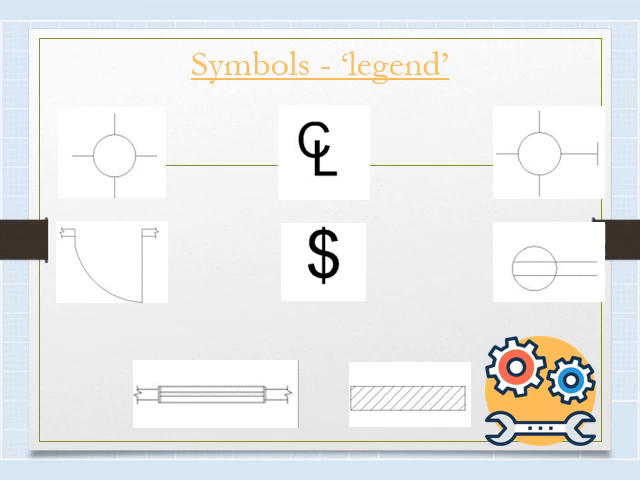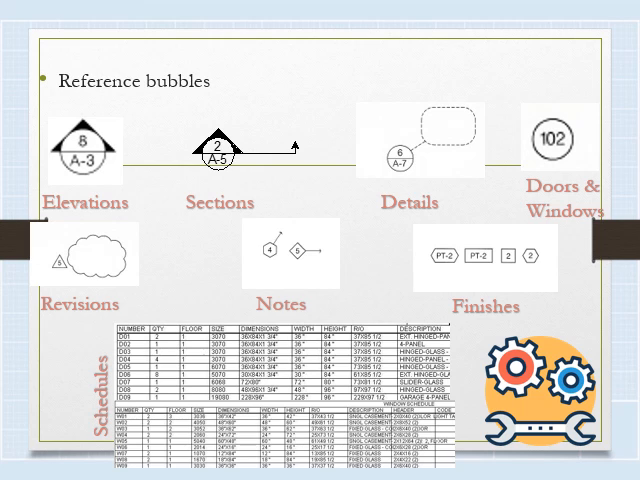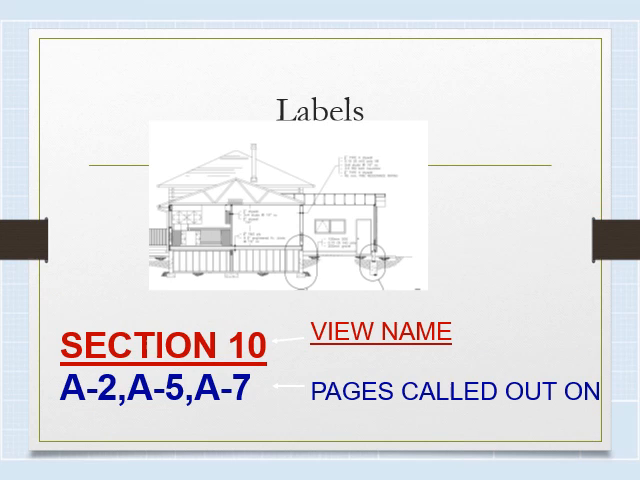In the other lessons, 8, 9, and 10, a couple of the things that we touched on were symbols, and I'm going to give you a more in-depth list of the ones that you should study. We mentioned how to use reference bubbles if you have a big set of drawings to find your way through. And remember to read the labels on your drawings to help you find what you need. In this case, the number on the top is the name of the view, and the number on the bottom is the page it's called out on, so where you'd go to see them.